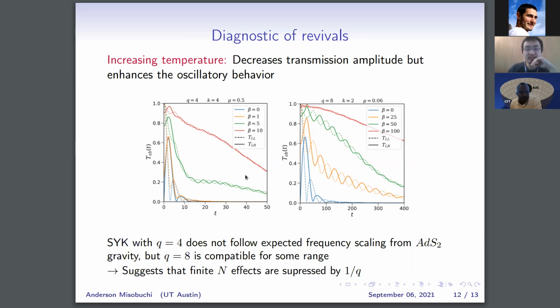So in summary, for q equals H we were able to make a connection to the gravitational picture of the eternal traversable wormhole. We were not able to do this for q equals 4. The naive guess is that there is some suppression by 1 over q, so that the finite N effects become less important for larger q.